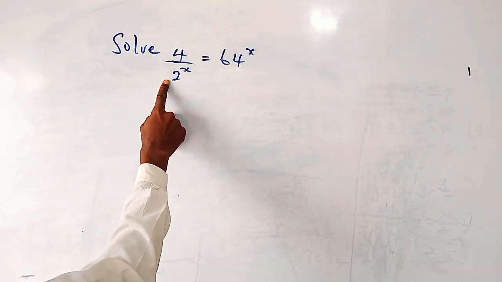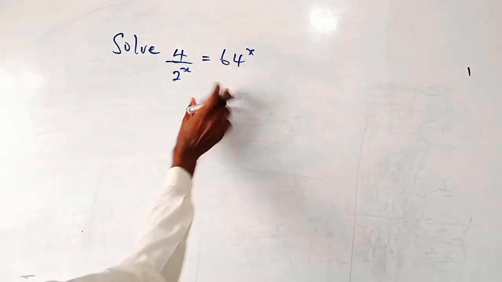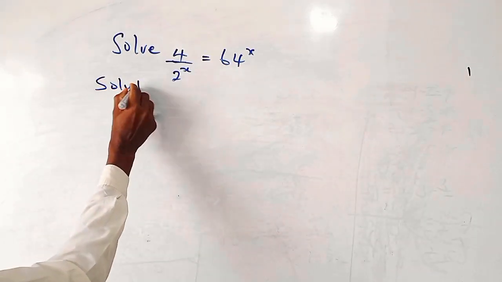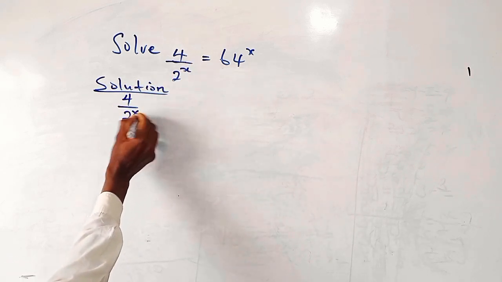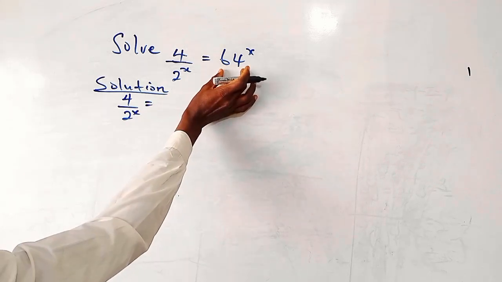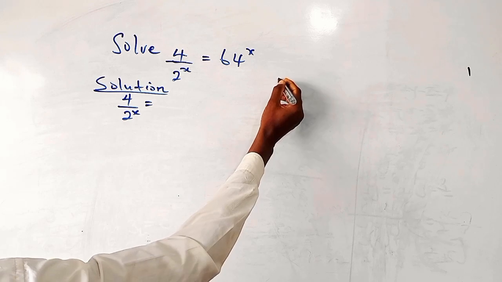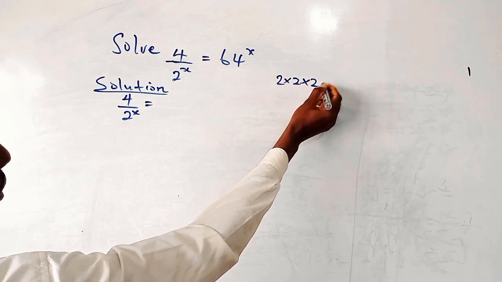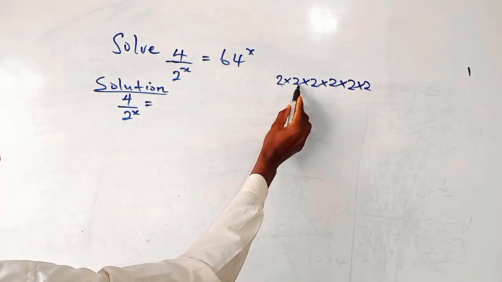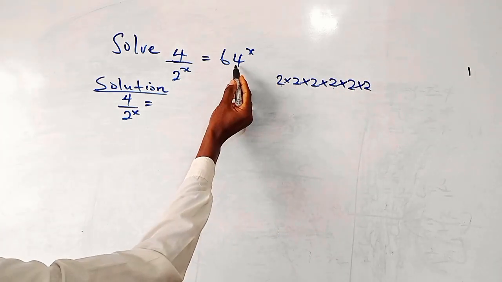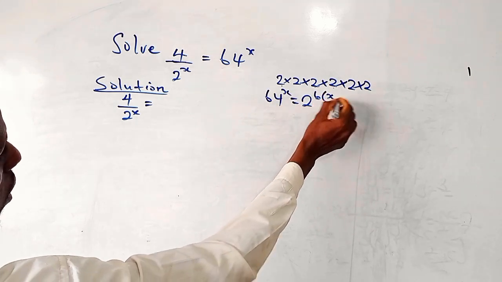Solve for 4 raised to power x divided by 2 raised to power x equals 64 raised to power x. We have to solve for x. How do we do that? Solution. So for this, I can write this as 4 raised to power 2x, equals, so for 64, I can put it in index form. So 64 in index form: 2 times 2 is 4, times 2 is 8, times 2 is 16, times 2 is 32, times 2 is 64. So I have 6 twos. So I can write this as 64 raised to power x as 2 raised to power 6 times x.